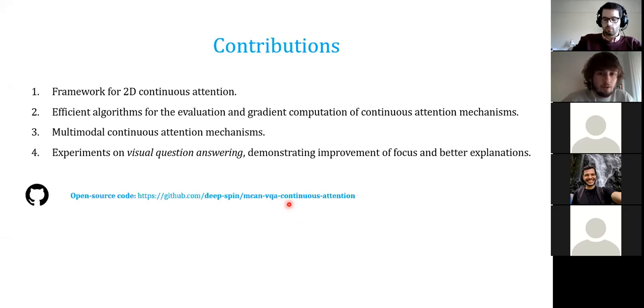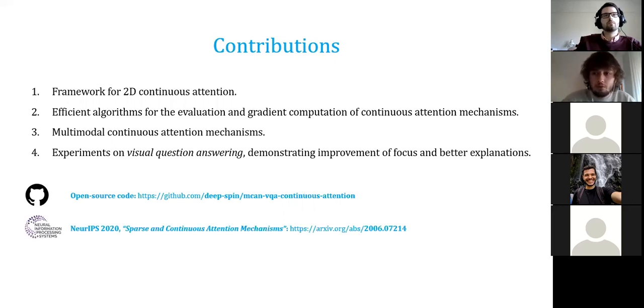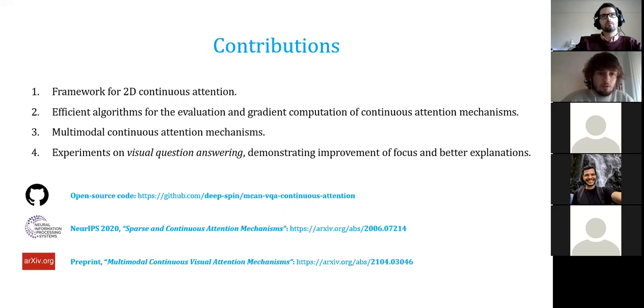Our code is available at this GitHub page, and part of this work was published as a spotlight paper at NeurIPS 2020. Also, 2 weeks ago, we uploaded a preprint on arXiv about this third point, multimodal continuous attention. And in this talk, I'll start by explaining this first paper, and I'll also talk a bit about our recent results with multimodal attention.